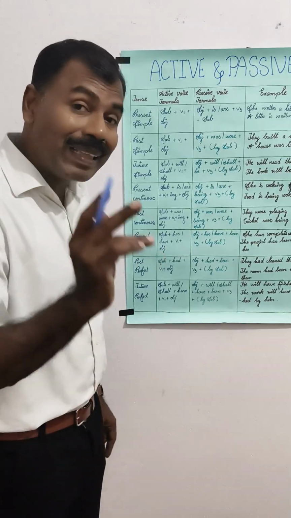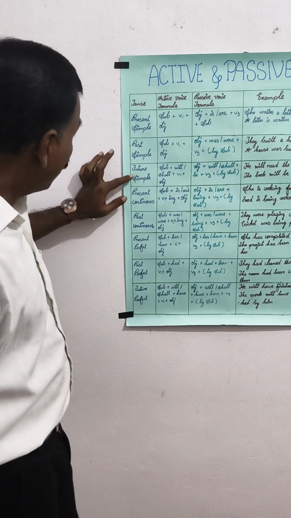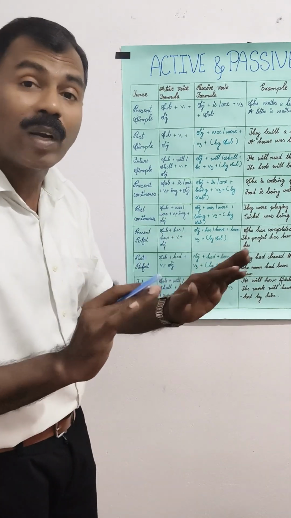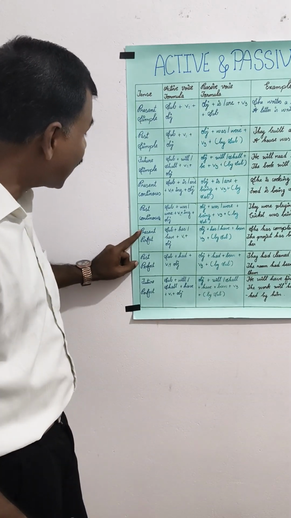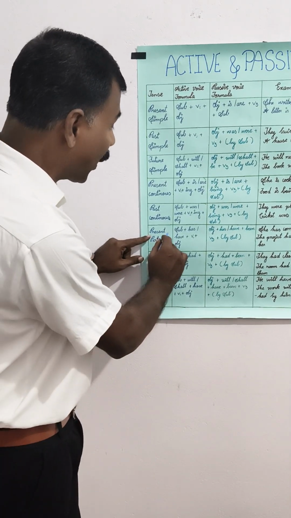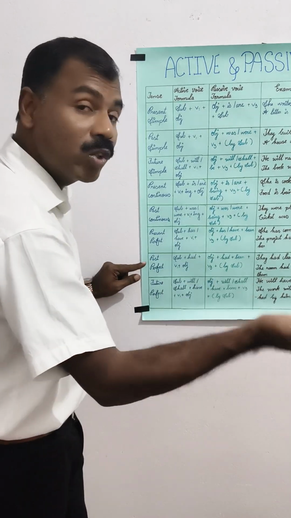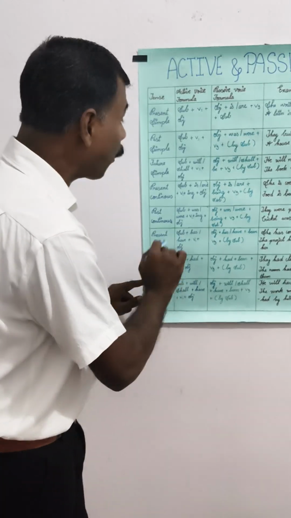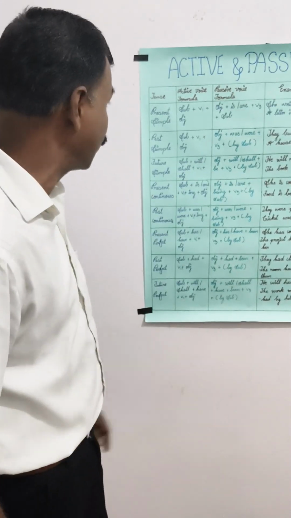But here you have to note another rule. That means you can see all tenses are not there. See here, present continuous is there, past continuous is there. But future continuous we cannot convert from active voice into passive voice. And you can see present perfect is there, but present perfect continuous tense we cannot convert. Past perfect is there, but past perfect continuous we cannot convert from active voice to passive voice. Future perfect tense is there, but future perfect continuous we cannot convert from active voice to passive voice. That is a rule which we have to understand here.